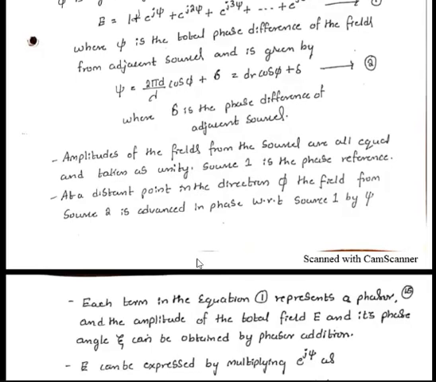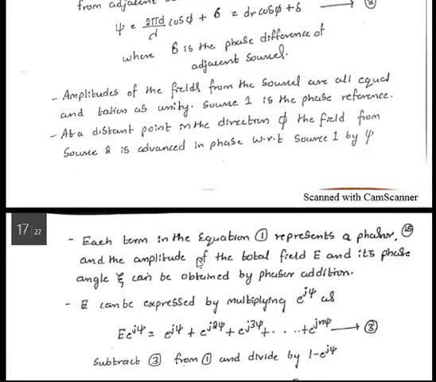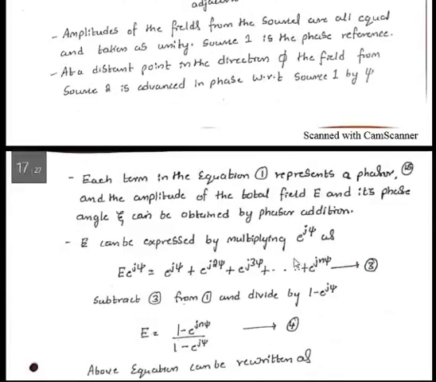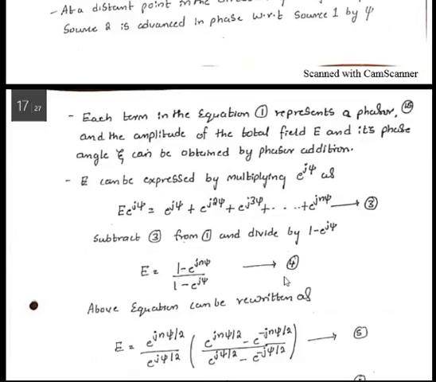understand and further simplify equation number 1 here. For the simplification of equation 1, what we have done is multiply both LHS and RHS with e raised to j psi. If we multiply e raised to j psi on both the LHS and RHS, we get this equation number 3. So we will have capital E into small e raised to j psi is equal to e raised to j psi, and so on up to e raised to j n psi.